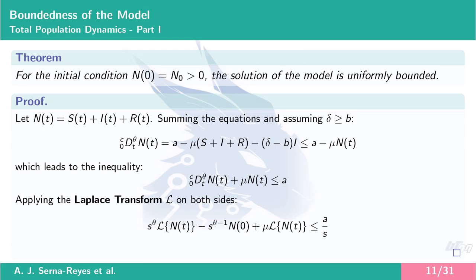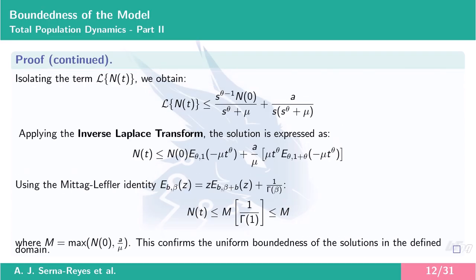Applying the Laplace transform to this inequality, we derive an explicit upper bound for the total population. The bound is expressed in terms of Mittag-Leffler functions, which is consistent with the fractional nature of the system. Using a standard identity for these functions, the bound simplifies to the total population being less than or equal to m. And m is the maximum between the initial population and A over mu. This confirms that the solution remains uniformly bounded inside the biological domain for all time.